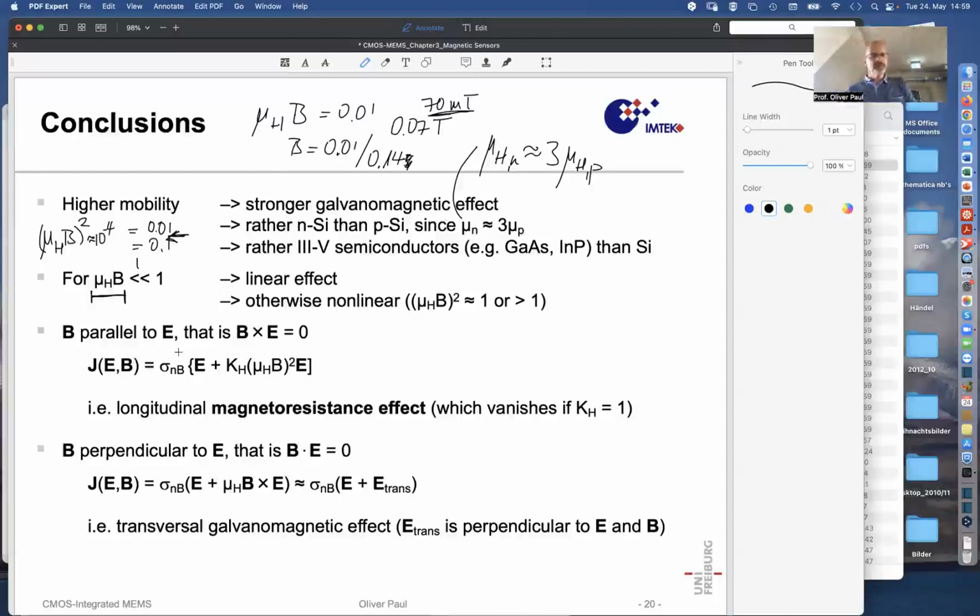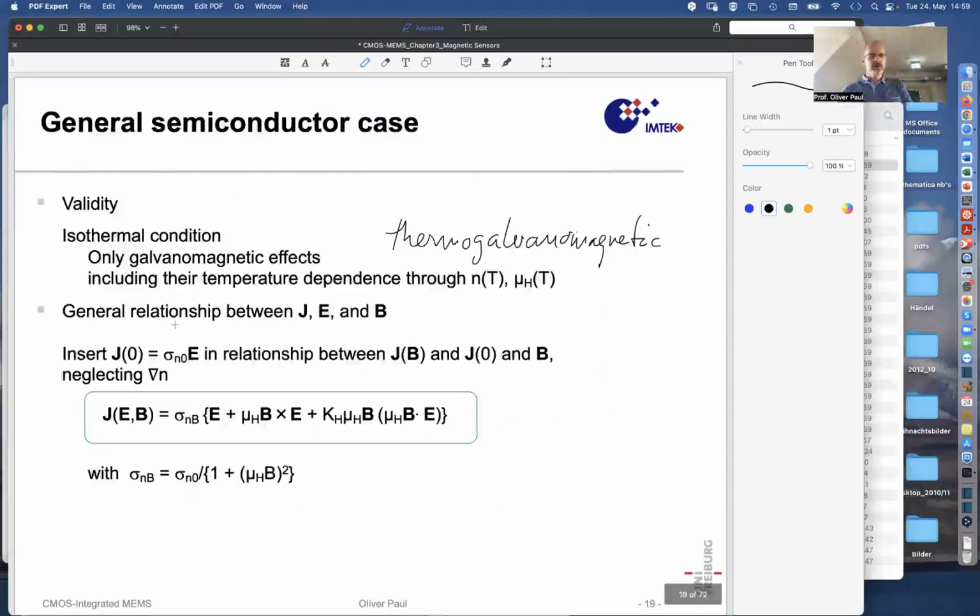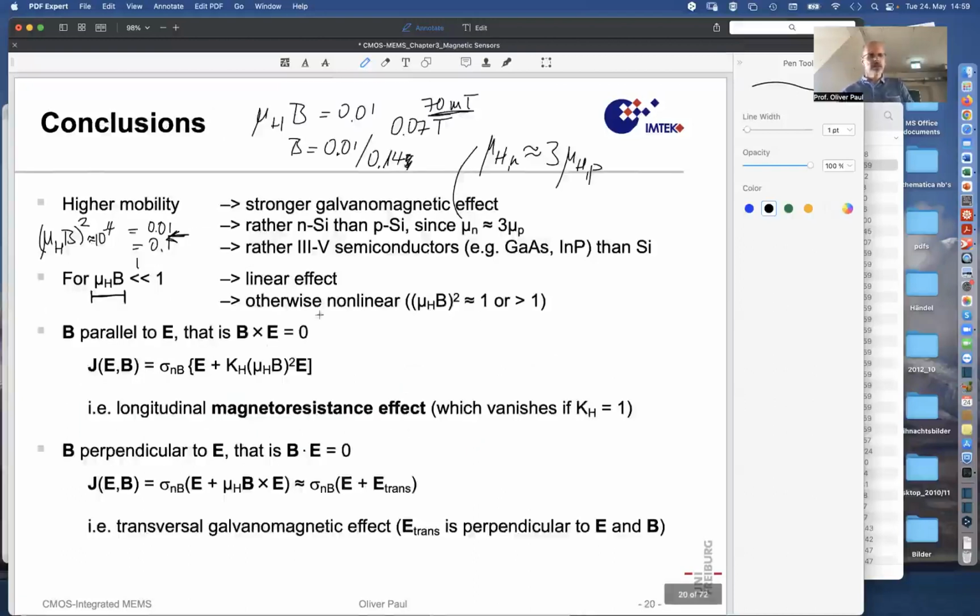So when B is parallel to E, it means that this cross product is 0 and only this survives. What does it mean? Then J for that E and that B is equal to sigma(B) E, which is sigma_0 divided by 1 plus (mu_H B) squared.